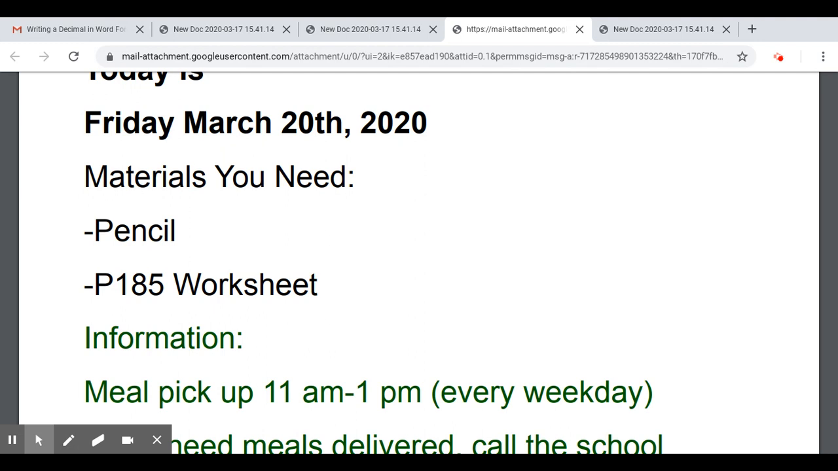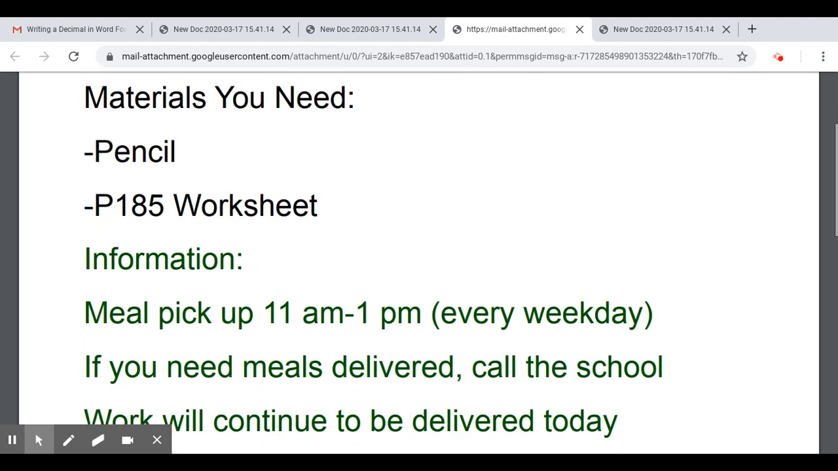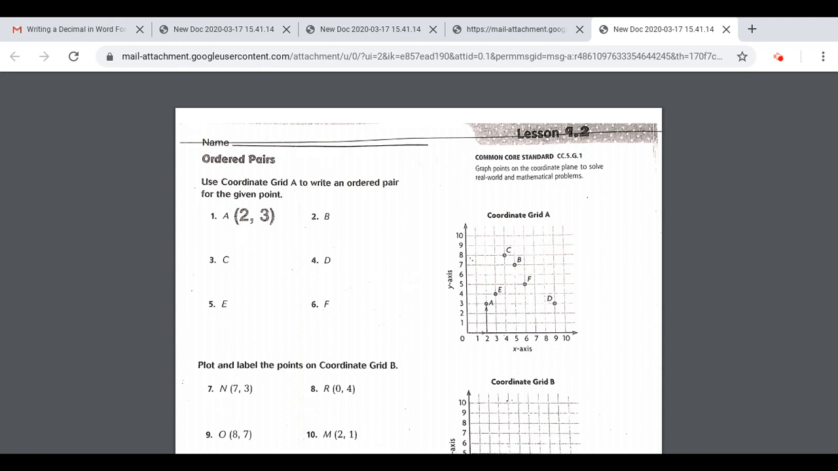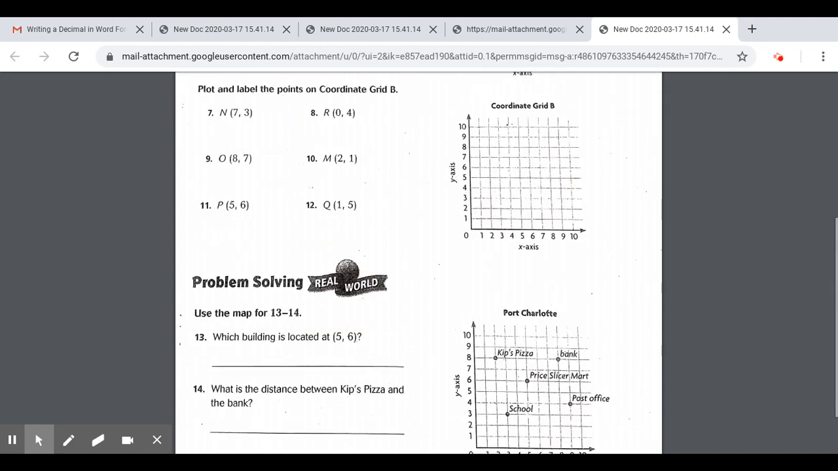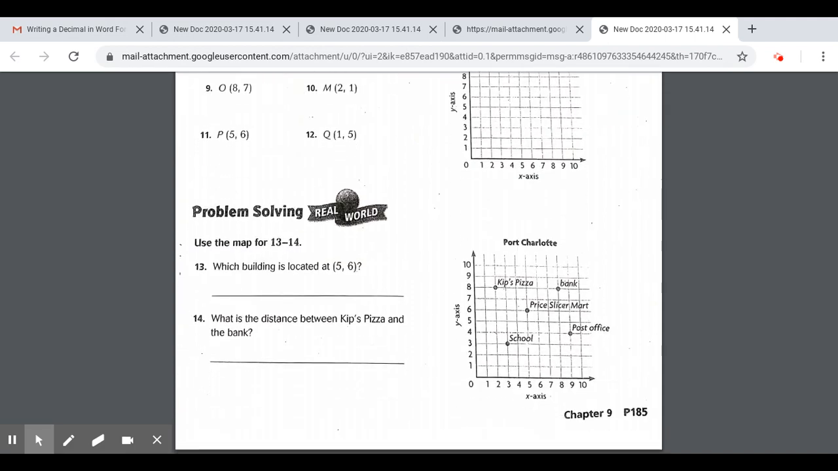I hope it's great. So, materials you'll need: a pencil and your worksheet that is labeled page 185 in the corner. I'll show you what that looks like right now. It'll be this worksheet. This is the one we're going to be working on together.